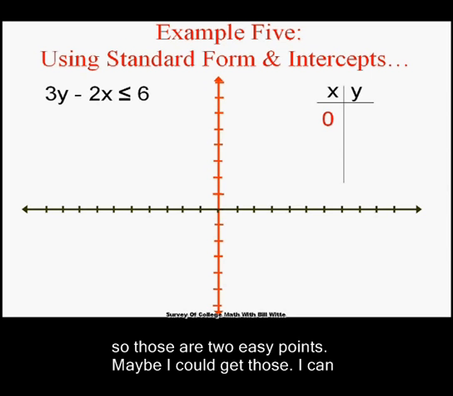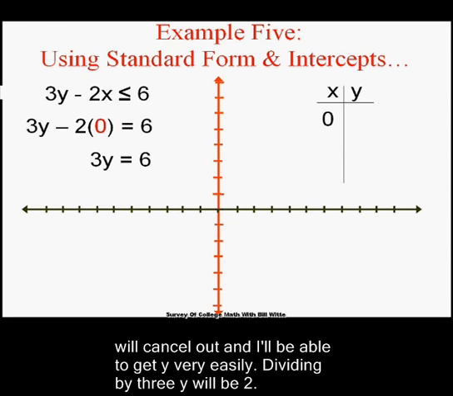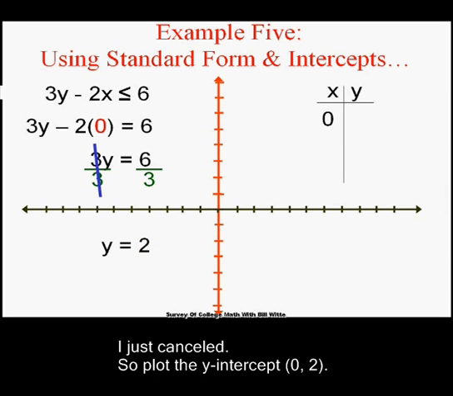I'm going to get the y-intercept by putting a 0 in for x. Nicely, the 0 term with the 2 will cancel out, and I'll be able to get y very easily. Dividing by 3, y will be 2, because I canceled. So put the y-intercept, 0, 2.